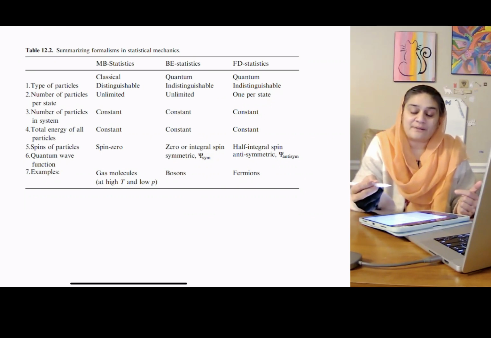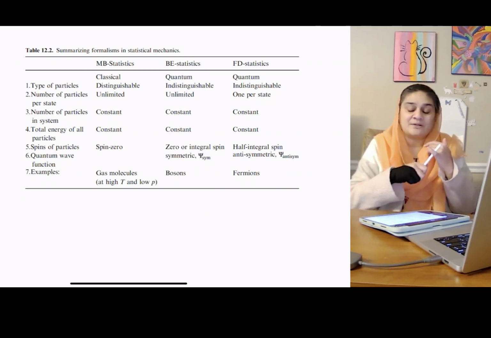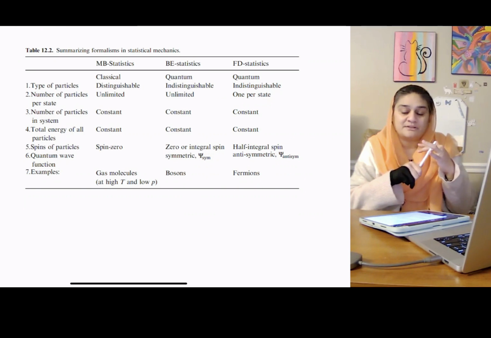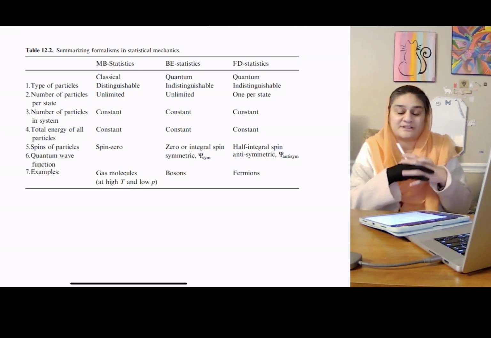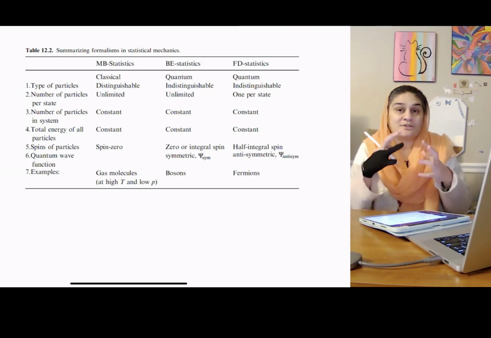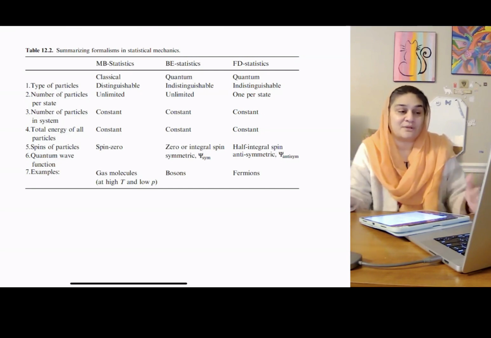Bose-Einstein statistics are basically for bosons. Remember, they are for indistinguishable quantum particles with spin zero or integral spin. Fermi-Dirac are for fermions. They have half-integral spins. They are limited to one particle per state. The details are also given in the book. I highly recommend that you read those.